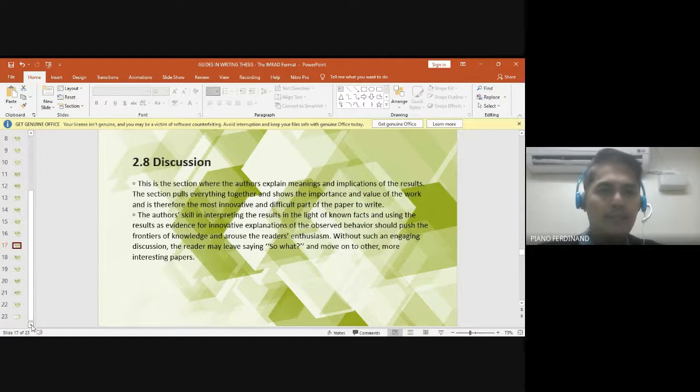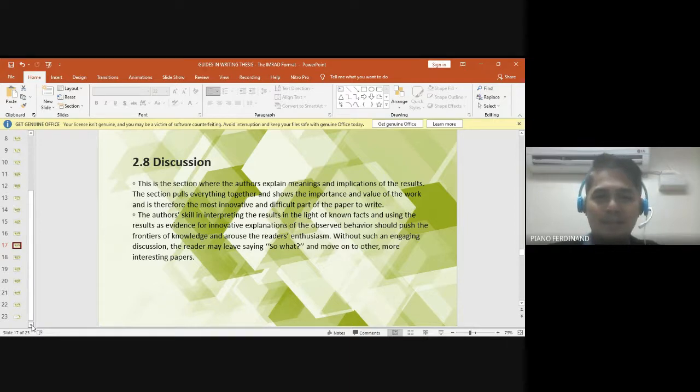Moving forward tayo, 2.8, discussion. This section where the authors explain meanings and implications of the results. The section pulls everything together and shows the importance and value of the work and is therefore the most innovative and difficult part of the paper to write.